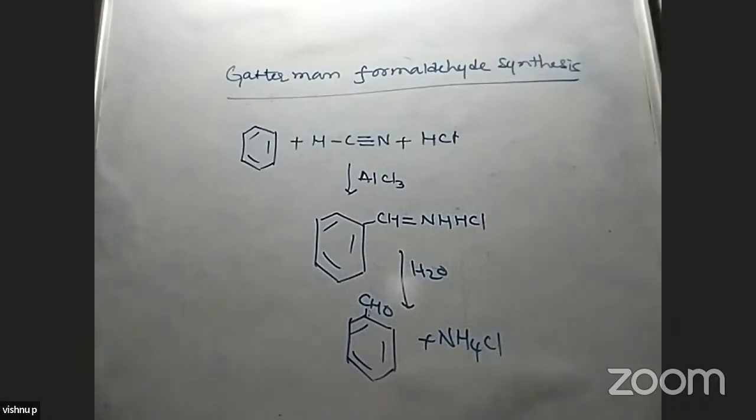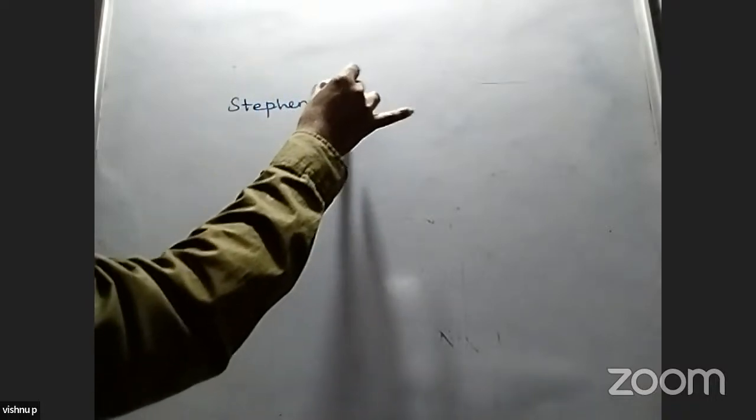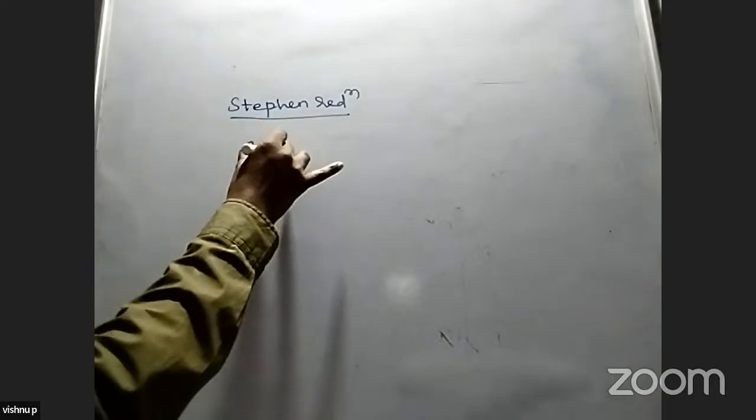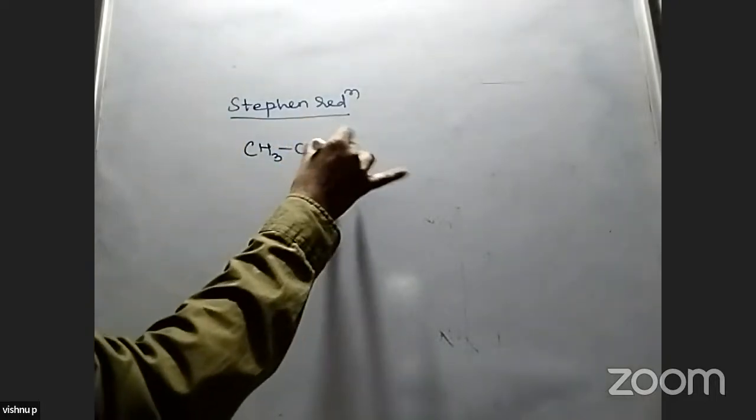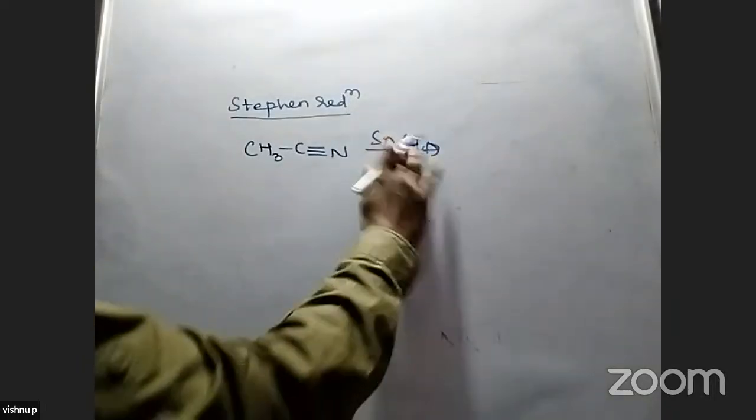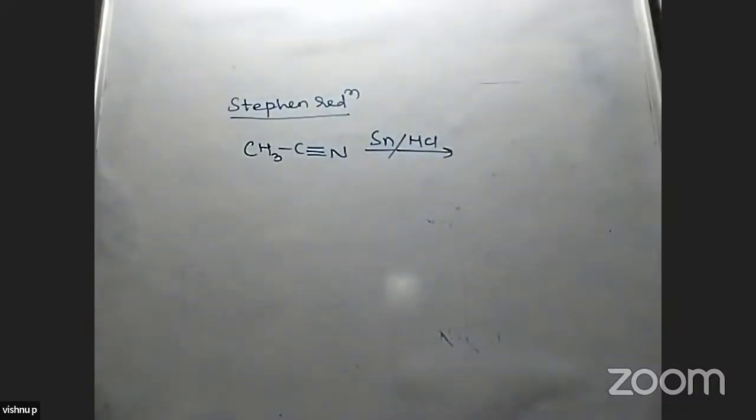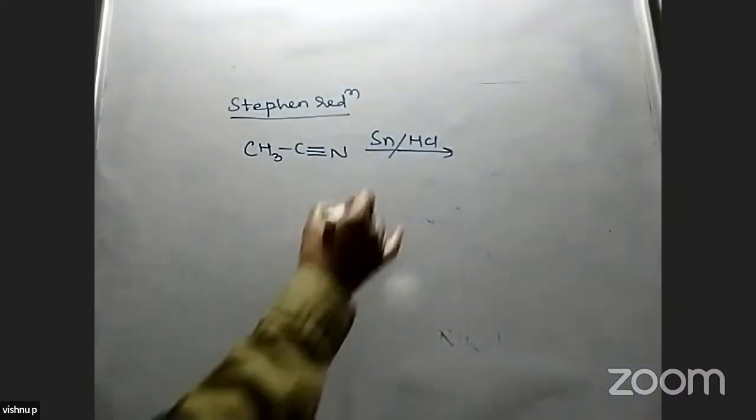And the next preparation method is the Stephen reduction. So one more named reaction is called the Stephen reduction. In Stephen reduction, nitriles, that may be aliphatic or aromatic, react with tin in presence of HCl. So what is the nature of tin in presence of HCl? Stannous chloride with hydrogens are formed.